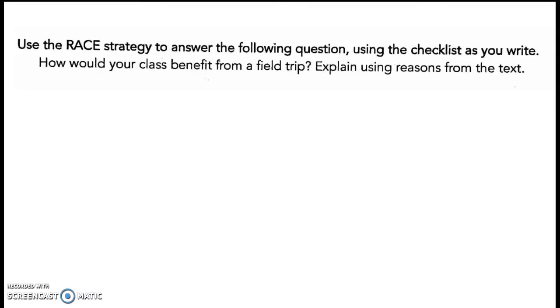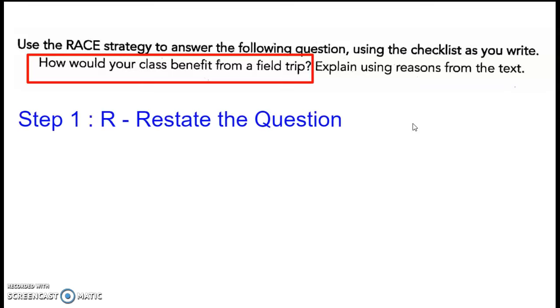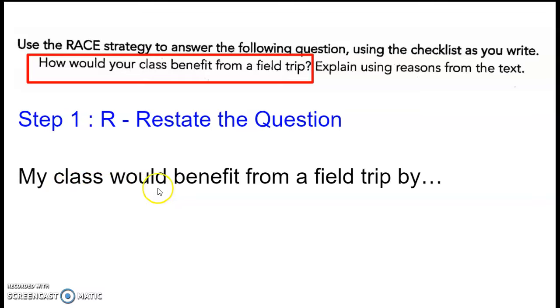And this is the question. It says, use the RACE strategy to answer the following question, using the checklist as you write. How would your class benefit from a field trip? Explain using reasons from the text. So remember, that's our question. We're going to pull out step one, which is R, restate the question. How would your class benefit from a field trip? I'm going to say my class would benefit from a field trip by, right? That's all I'm doing, adding the by. So my class would benefit from a field trip by, and that's just step one.